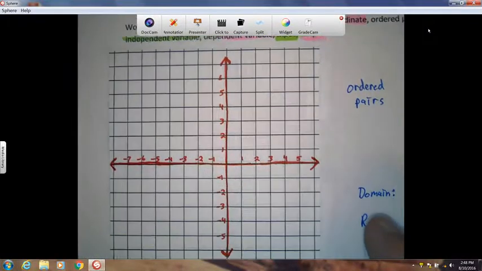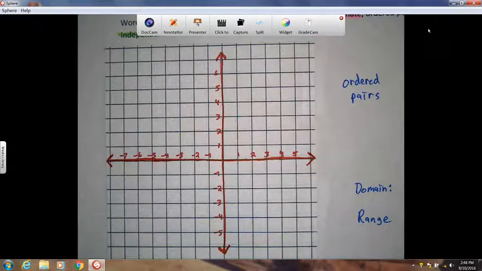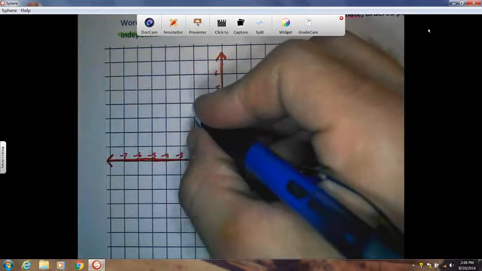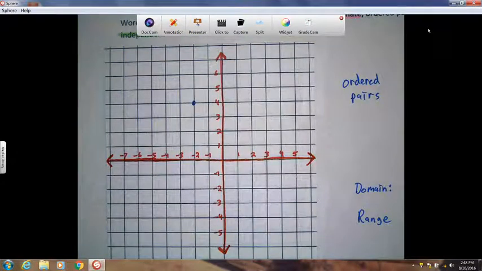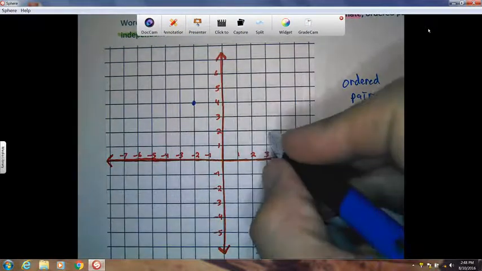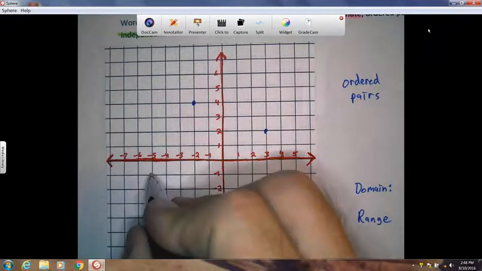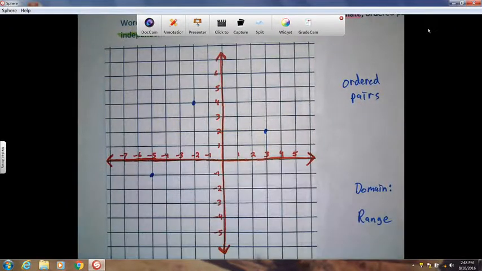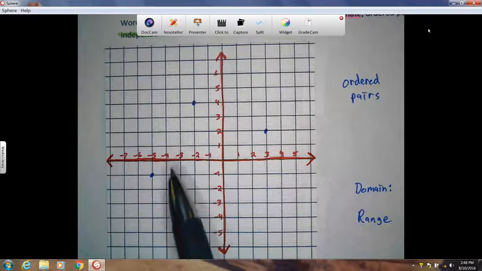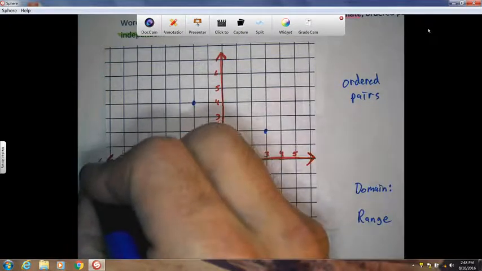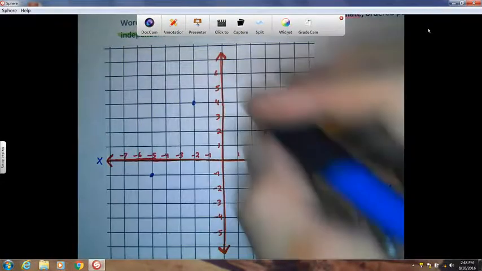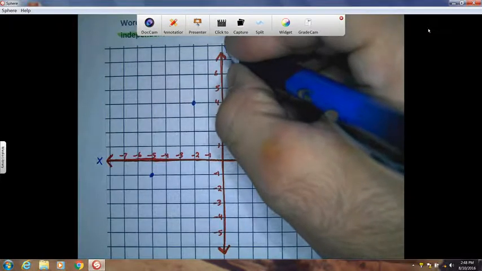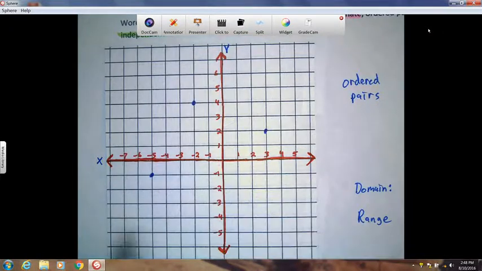Here we have a graph. And I have some points on my graph. So this is a graph. Here's a coordinate plane. Here's my x-axis here. Here's my y-axis. Here's the origin. Make sure you know those things. So I have points on a graph, and I'm going to figure out what those points are, and I'm going to write those as ordered pairs.